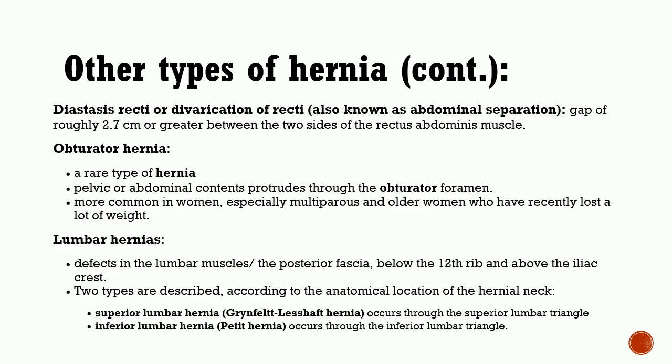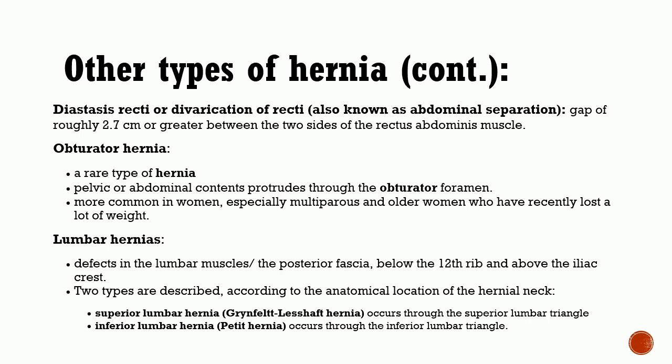Diastasis recti or divarication of recti, also known as abdominal separation, is commonly defined as a gap of roughly 2.7 cm or greater between the two sides of the rectus abdominis muscle. An obturator hernia is a rare type of hernia of the pelvic floor in which pelvic or abdominal contents protrude through the obturator foramen. Because of differences in anatomy, it is much more common in women, especially multiparous and older women who have recently lost a lot of weight.